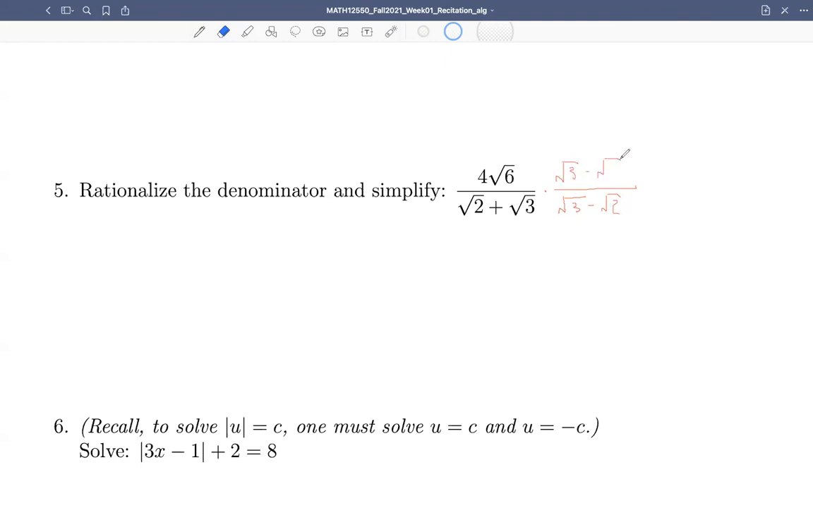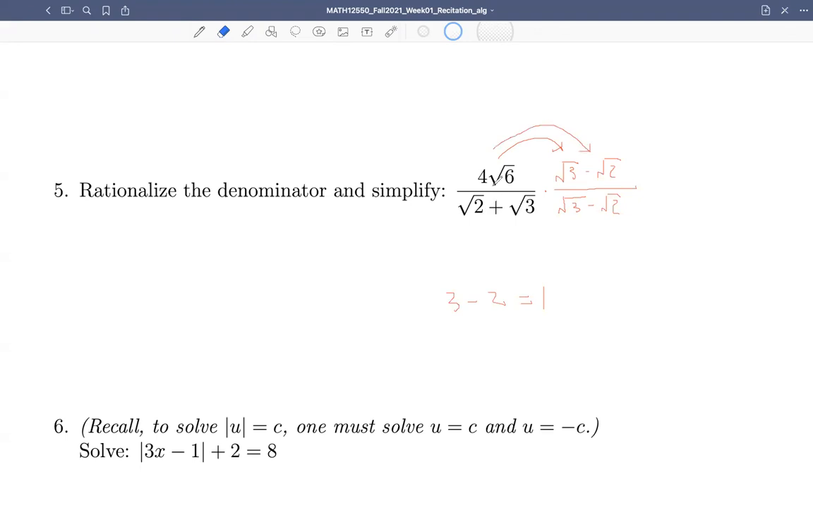Because by difference of 2 squares, in the denominator we get square root of 3 squared, which is just 3, minus the square root of 2 squared, which is just 2. 3 minus 2 equals 1. So the denominator becomes 1. And the numerator we just distribute. We multiply those two, we multiply those two.